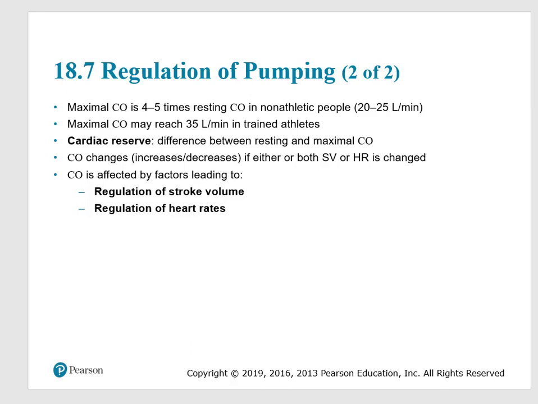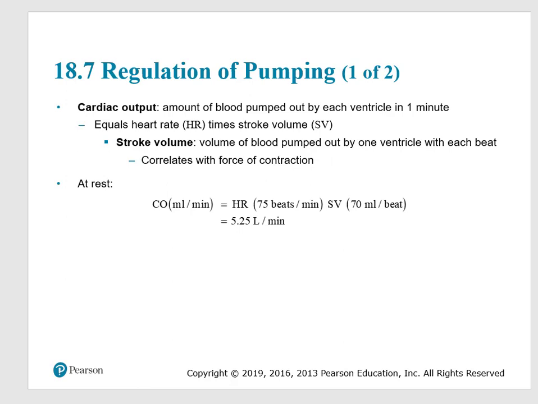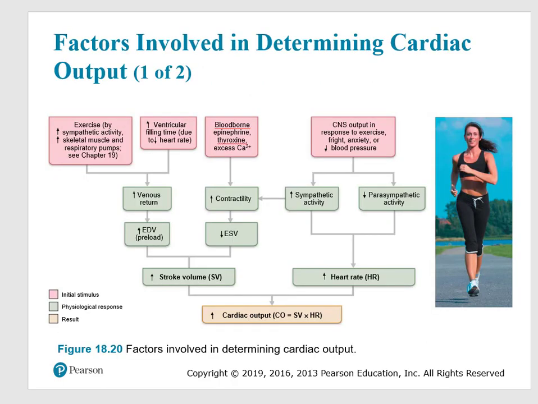So the excess is basically what we call cardiac reserve. So 5.25 jumps to 25 liter or 35 liter. That excess that you have is cardiac reserve, the difference between resting and maximal cardiac output. What does it depend on? The cardiac output depends on stroke volume and your heart rate, directly proportional to your heart rate and your stroke volume. So whatever changes the heart rate and stroke volume will ultimately change your cardiac output.